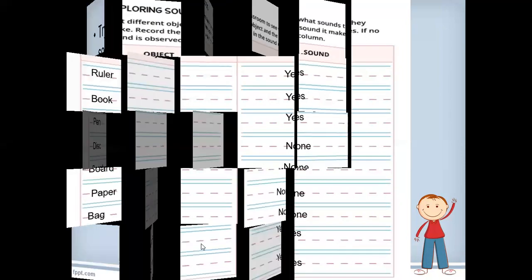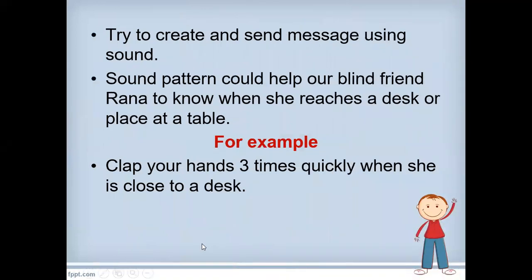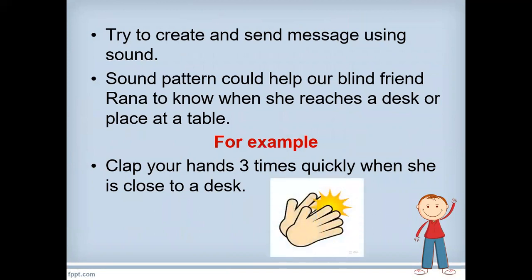We can try to create and send a message using sound. A sound pattern could help our blind friend Rana to know when she reaches a desk or a place at a table. We can clap our hands 3 times quickly when she is close to a desk.